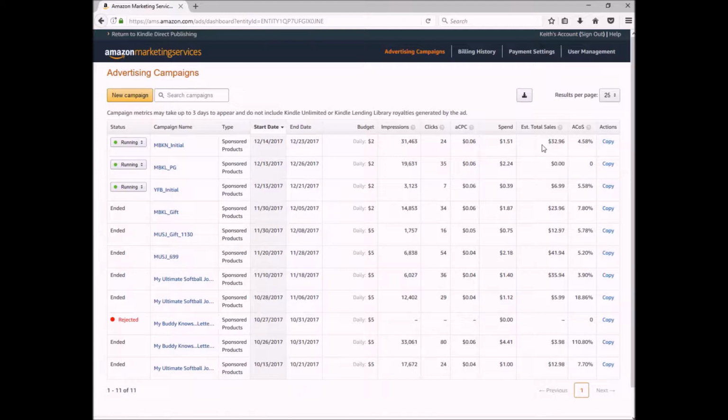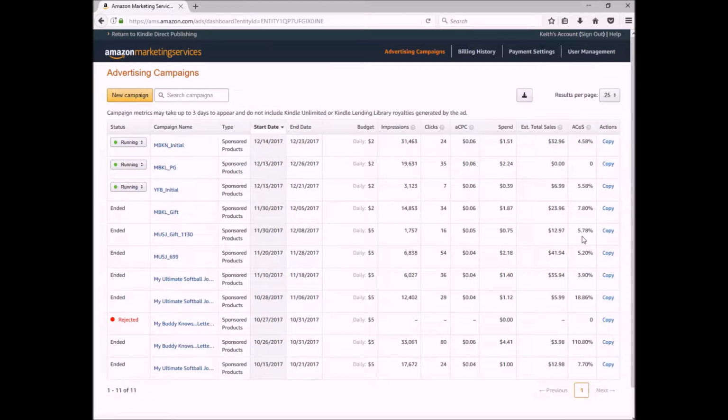Now, one thing you need to know about your estimated total sales is that this is based on the sales price of your book and your ebook, which means this is not taking into account your royalties. So if your book is $9.99 and someone buys it, it's going to say $9.99 here, not your royalty of that. That's why the ACoS column is so important.